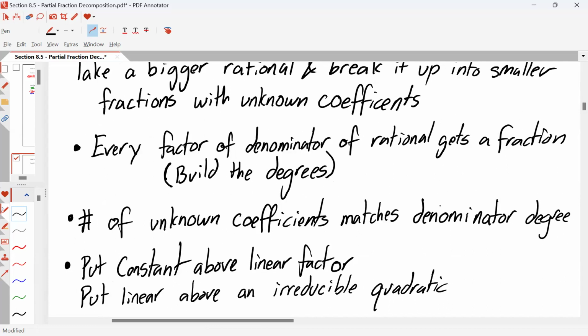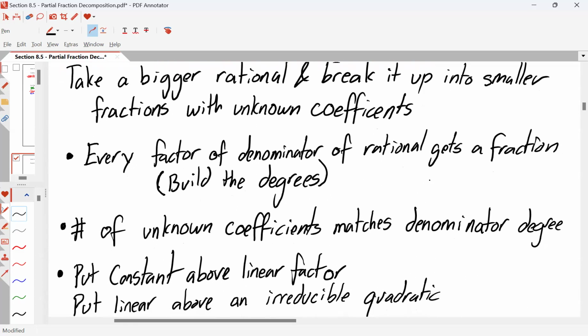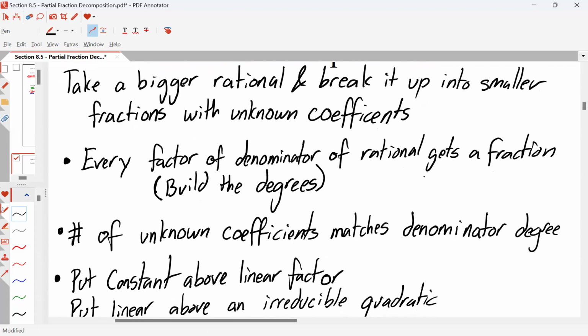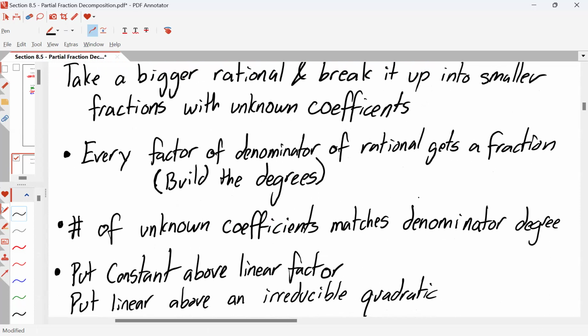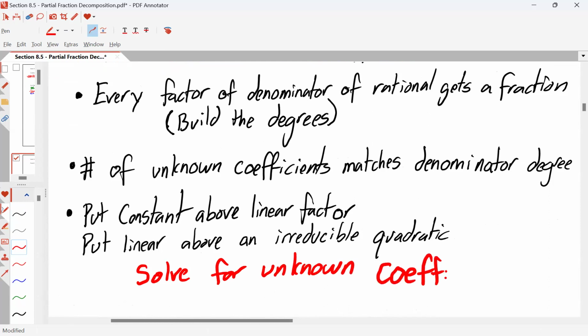So we want to break up this rational into smaller fractions, and the ways we're going to break up those smaller fractions are laid out here. Again, we'll look at examples. But once we have these smaller fractions, we can then solve for the unknown coefficients with some different strategies. And now, after we solve for the unknown coefficients, we have smaller fractions that we can integrate.